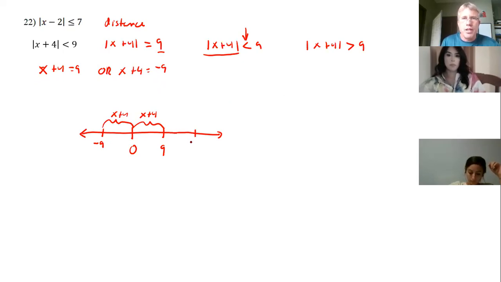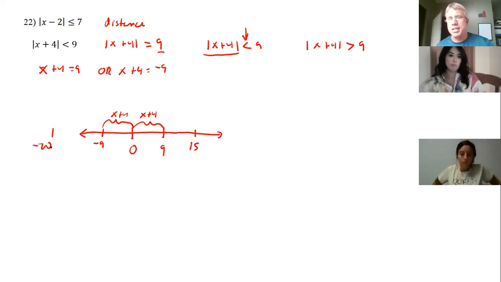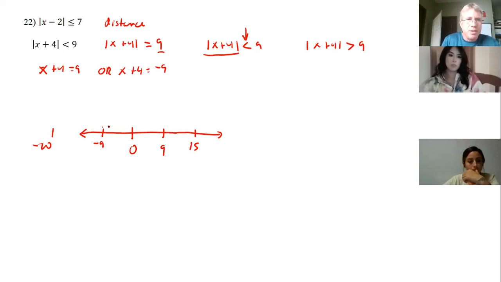So if you stood out here at 15, would you be less than 9 away from 0? Or would you be way more than 9 units away from 0? Or if I got down here at negative 20, am I less than 9 units from 0? Nope. So to be less than 9 units from 0, where do you have to be? You have to be between those two numbers to be less than 9 units away from 0.